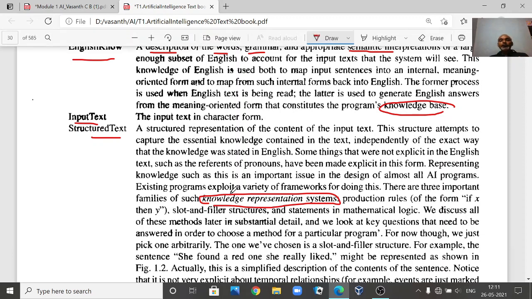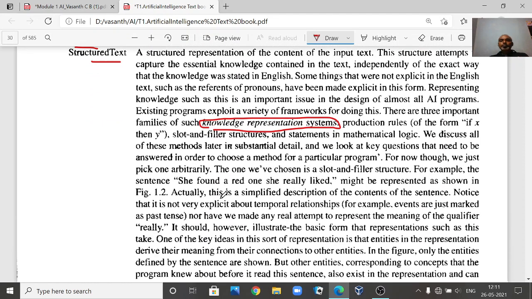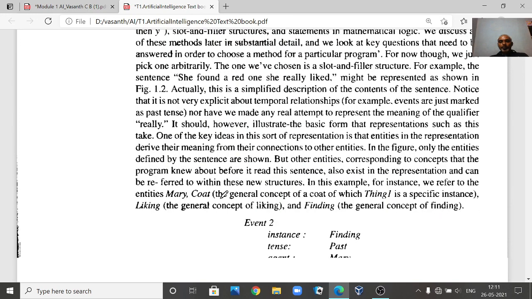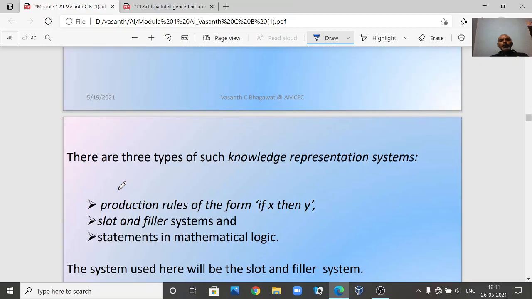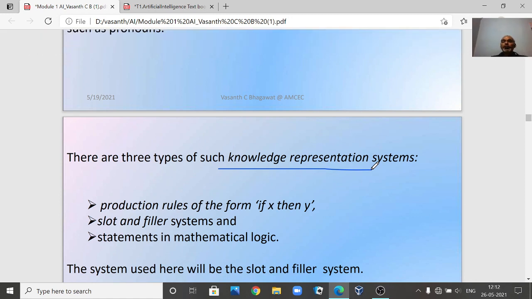So now we need some knowledge representation scheme. If you look here, there are various different types of knowledge representation systems. We will be discussing all these when we go into our next modules, after our searching module. There we will discuss in detail what knowledge is, how knowledge is represented, and the different forms of knowledge representation.